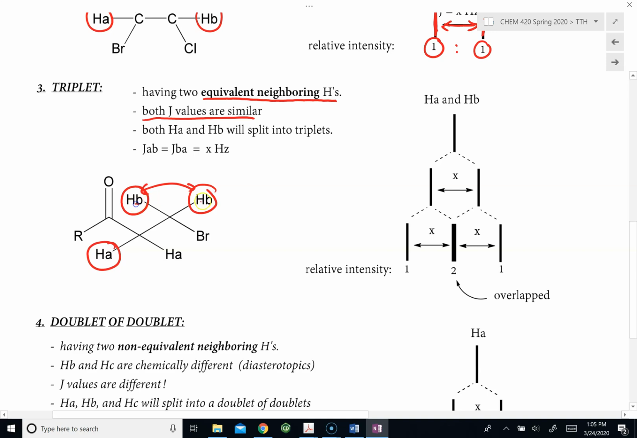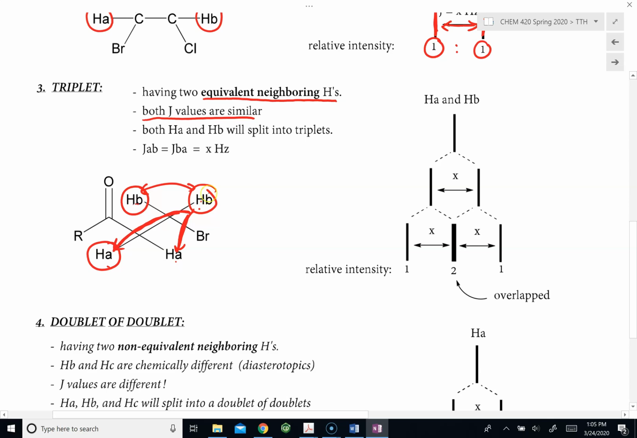And again, hydrogens that are similar will not communicate with each other, but they would only communicate with neighboring hydrogens that are different. So here in this case, HB will communicate with this HA and also communicate with this HA as well. When this HB communicates with this HA, its J value will be the same as the J value when this HB communicates with this HA, because these two HA right here are similar.